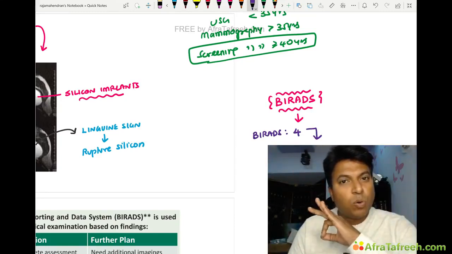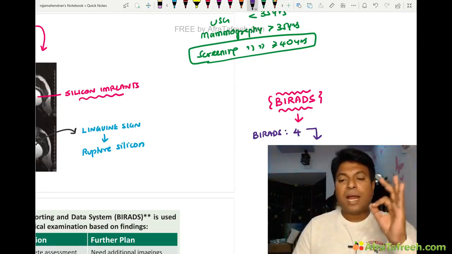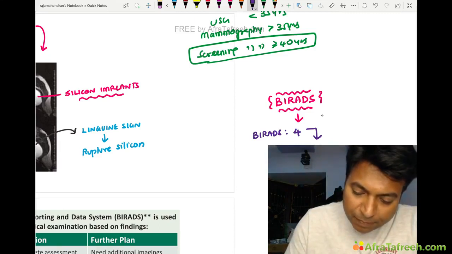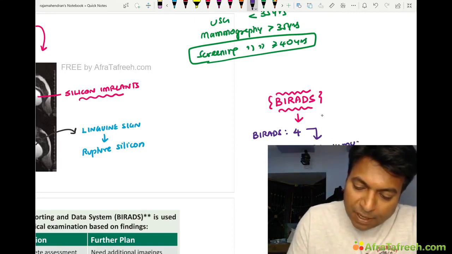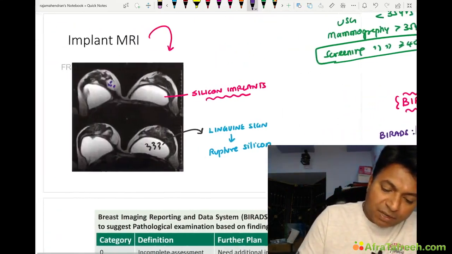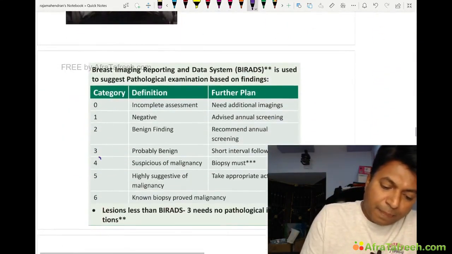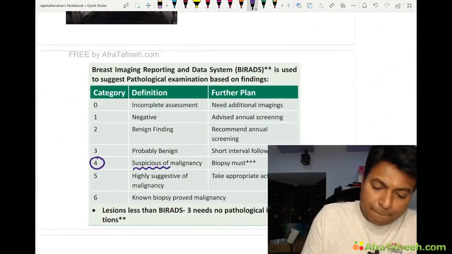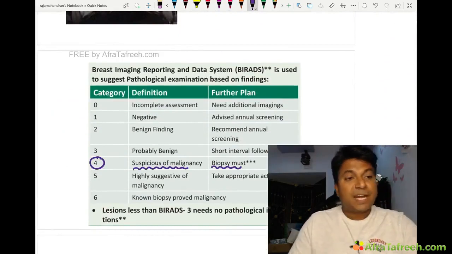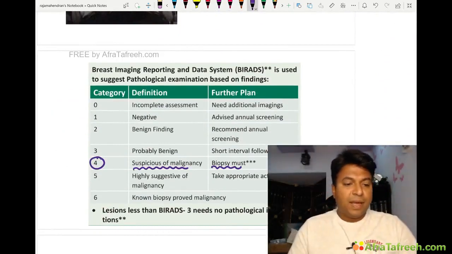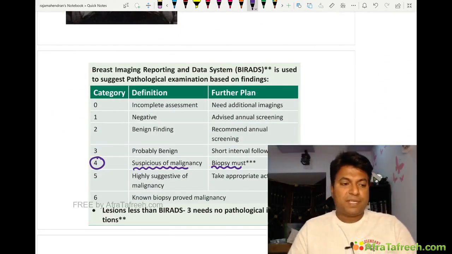Until BIRADS 3, no biopsy needed. BIRADS 4 and above, biopsy must, because BIRADS 4 is suspicious of malignancy, and we have to do a biopsy.